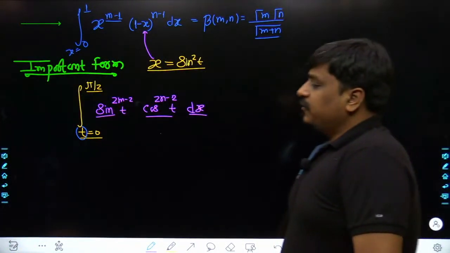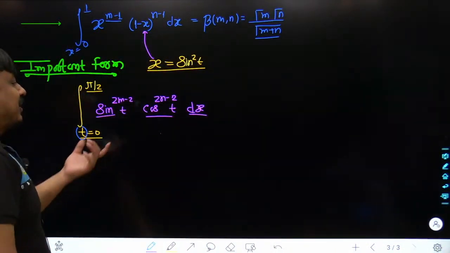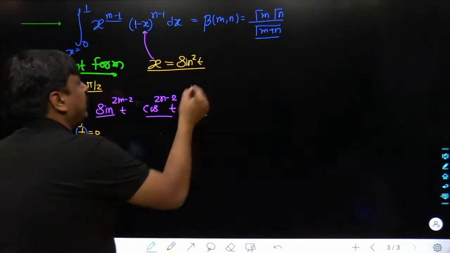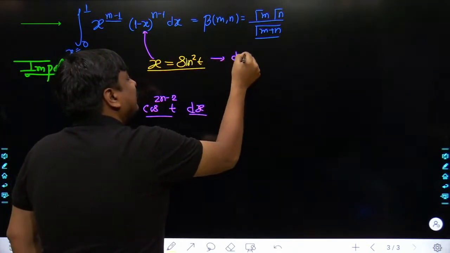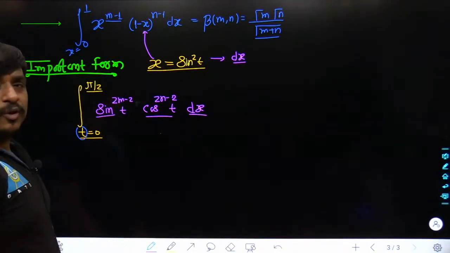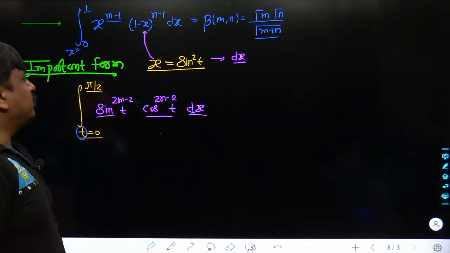Still a few more changes have to be done. Every variable has become a variable of t, and even the limits have been taken in terms of t. So now it's the right time to change the differential of x into the form of t. Once we take the differential of x, what would happen?